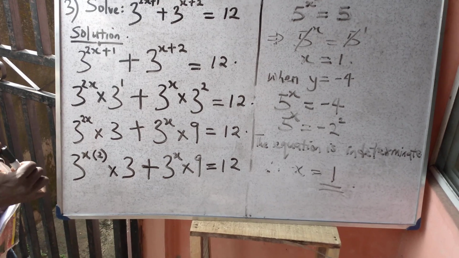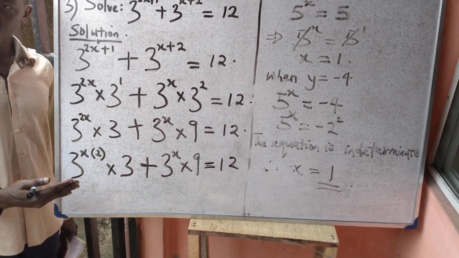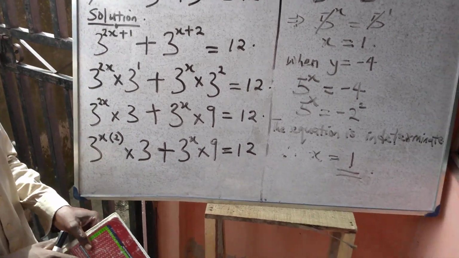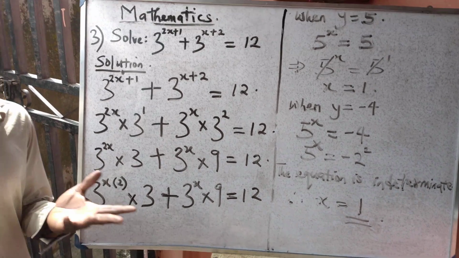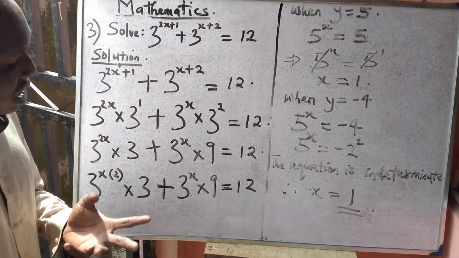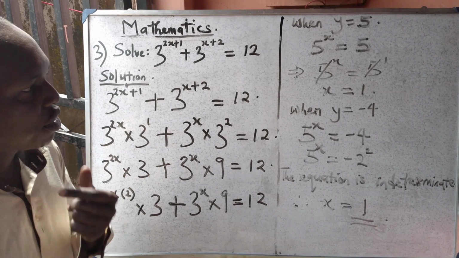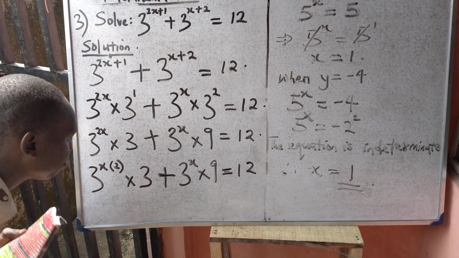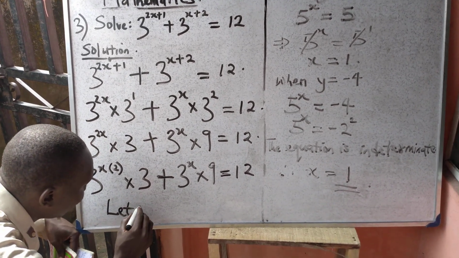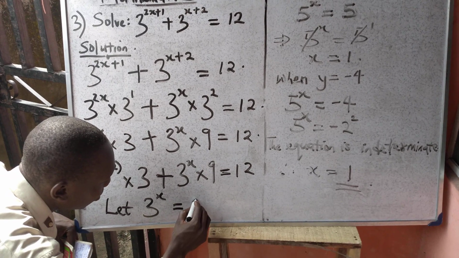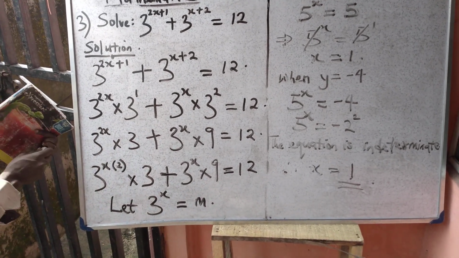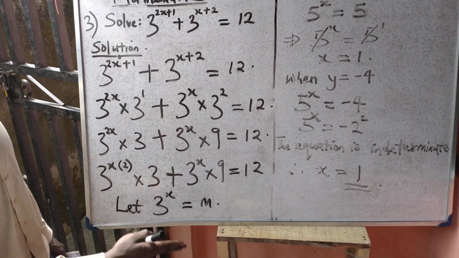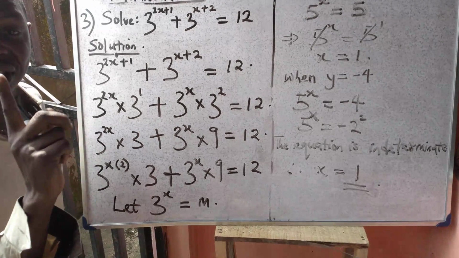Okay. Now what else do you do? In our attempt to simplify this question, we must establish a relationship between 3 raised to power x and perhaps another alphabet. So we can assume that it is equal to y. Okay, we used y in the previous question. Let's say it is equal to m. Now let 3 raised to power x be equal to m. So we establish this relationship that 3 raised to power x is equal to m. So whenever you see 3 raised to power x, you simply replace it with m.